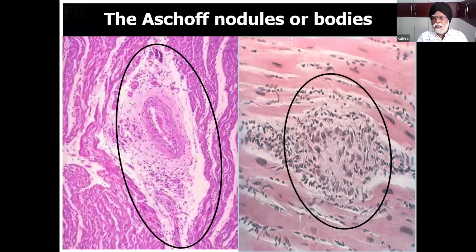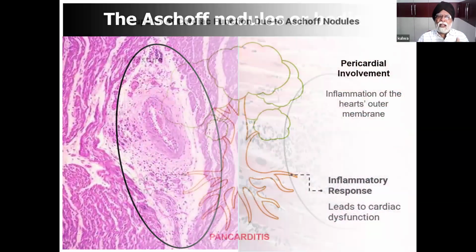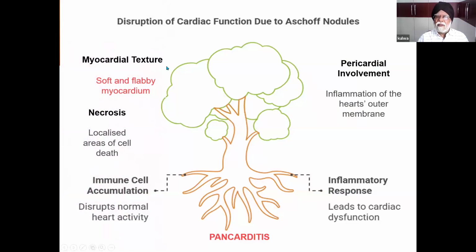Now, action on the myocardium, which I told you earlier also: in the myocardium there is formation of Aschoff bodies. These Aschoff bodies act on the myocardium, produce inflammation of the myocardium, and loosen it. This is the action of the Aschoff nodules. What happens after the action of the nodules? The most important action is they make the myocardium soft and flabby. So if the myocardium becomes soft and flabby, what will happen? I told you, it will not contract properly.